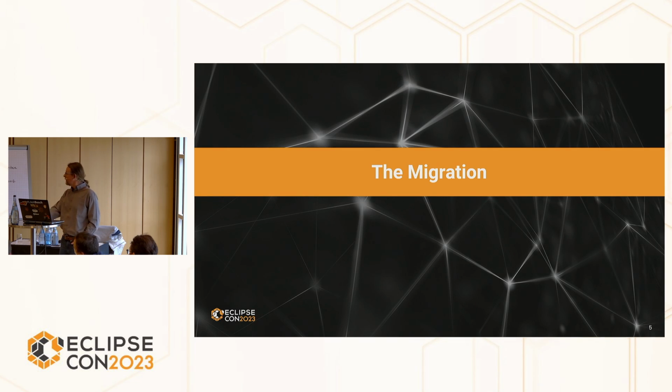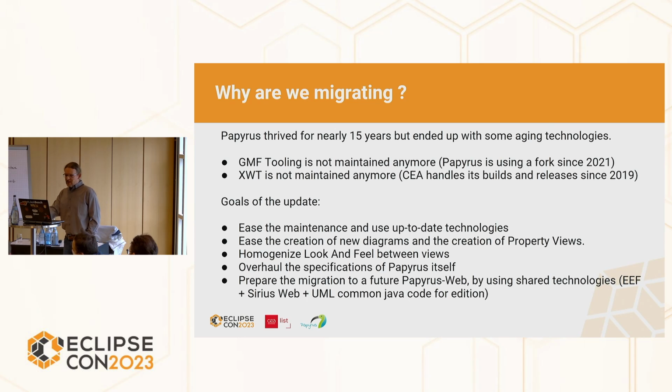So, the migration. As I said, Papyrus is 15 years old now, and it's still using the same technology as at the beginning. Some of these technologies are no more maintained, mainly GMF tooling. Papyrus is using a fork since 2021, and XWT that is not maintained anymore. The CEA has taken in charge its build and release for 3 years.